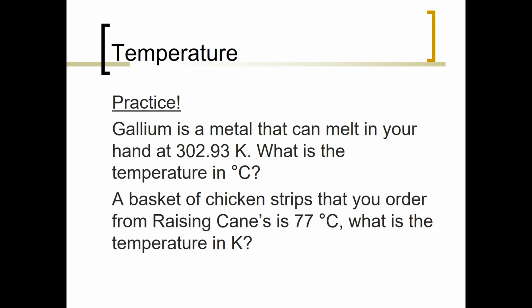A basket of chicken strips that you order at Raising Cane's is 77 degrees Celsius. What is this temperature in Kelvin? So 350.15.